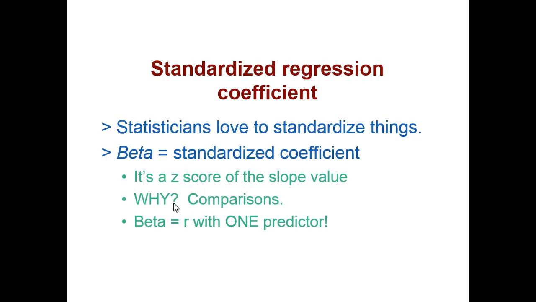So which one of those predictors was most useful? That's why people use beta. Plus, we just like standardizing things. It's like, oh, z-scores are beautiful.